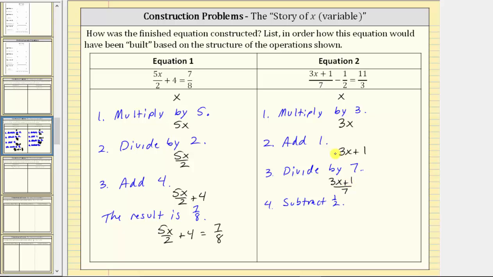If we subtract 1/2 from this quotient, we have the expression the quantity 3x plus 1 divided by 7 minus 1/2. And then because we have equals 11/3, the result is 11/3. Which gives us the final equation, the quantity 3x plus 1 divided by 7 minus 1/2 equals 11/3. The idea is once we get good at constructing an equation, we can deconstruct an equation, or solve the equation, by undoing these steps. I hope you found this helpful.